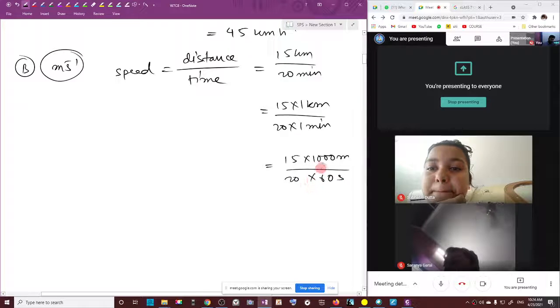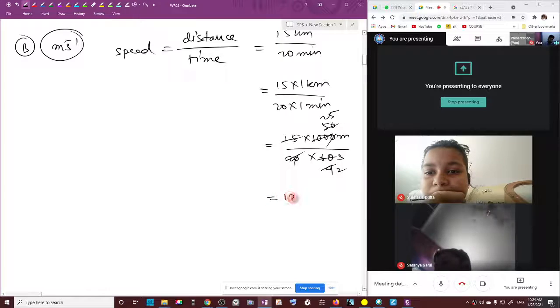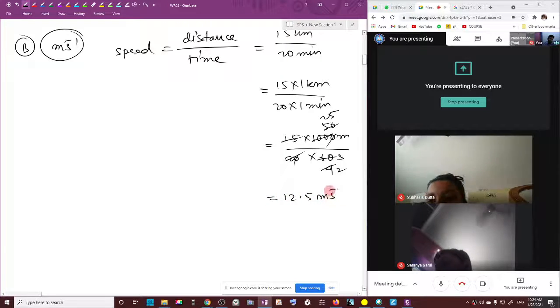Is that clear? Now 15 fours are 60, and this will be 50, this will be 2, that means this will be 25. So the answer will be 12.5 meter per second. Is the idea clear to all of you?